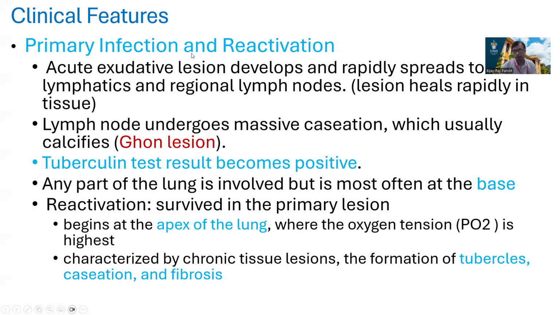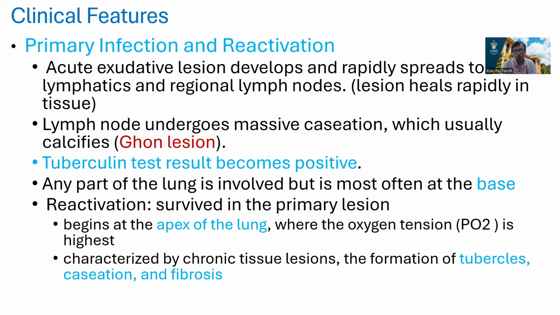The primary infection is followed by the reactivation. The primary infection is the lesion that forms in the lymph nodes in the case of the lungs. In the lymph nodes, the formation of the massive suggestion forms a Ghon's lesion or the Ghon's complex. After the solidification of this massive suggestion, they calcify and form the Ghon's lesion that we can observe in the chest X-ray of the infected individuals suffering from tuberculosis. Another test is the tuberculin test, whose result becomes positive in primary infection cases.